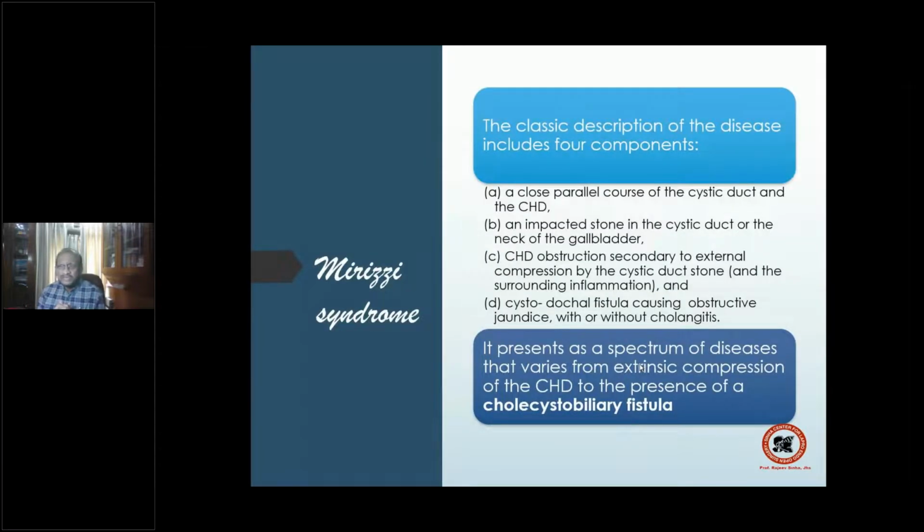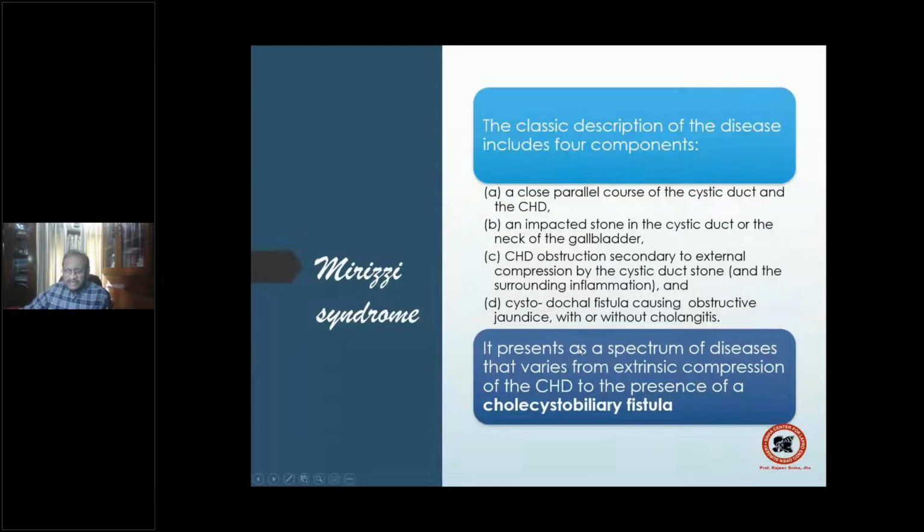Now, the classical description of the disease includes four components. Number one, a close parallel course of the cystic duct and CHD. Number two, an impacted stone in the cystic duct or the neck of the gallbladder. Number three, CHD obstruction, secondary to external compression, while the cystic duct stone we already talked about in the pathophysiology, and surrounding inflammation. And four, cholecystocholedochal fistula. And this completes the fourth stage of Mirizzi syndrome, right?